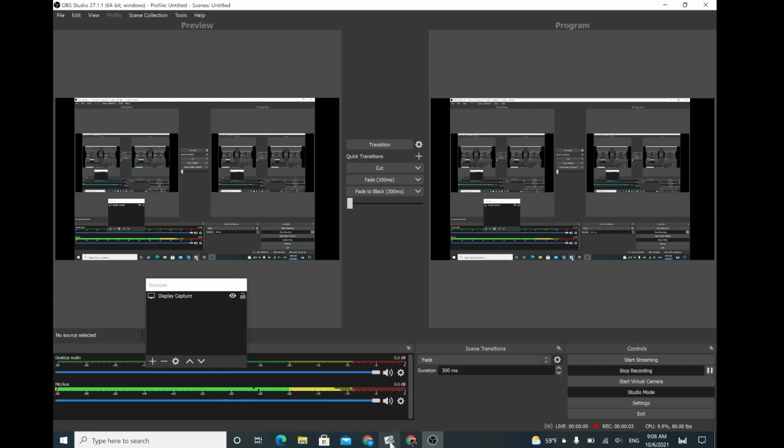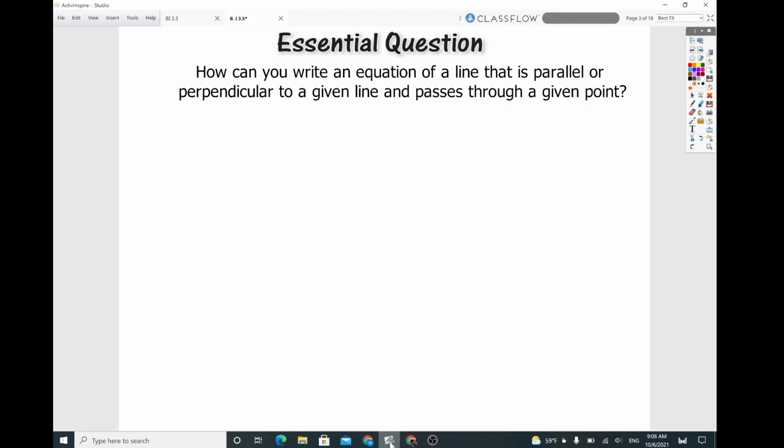So, Mr. Chen again. Today I would like to talk about the lesson of writing the equation of a line that is parallel or perpendicular to a given line and passes through a given point. Okay, so let's take a look at that. How can you write an equation of a line that is parallel or perpendicular to a given line and passes through a given point?